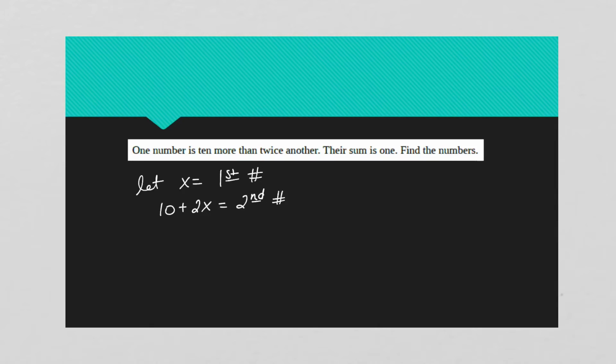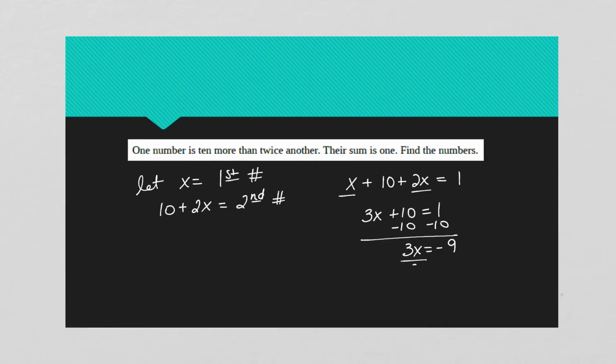And it says that their sum is 1. So my first number plus my second number is 1. I'm going to add my like terms together. 3x plus 10 equals 1. I'm going to subtract 10 from both sides. 3x is equal to negative 9. Divide both sides by 3. X is equal to negative 3.